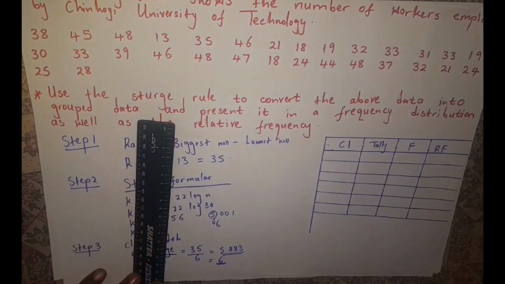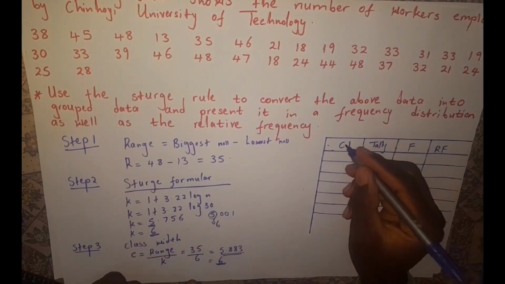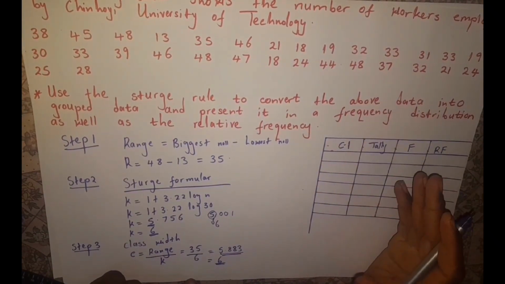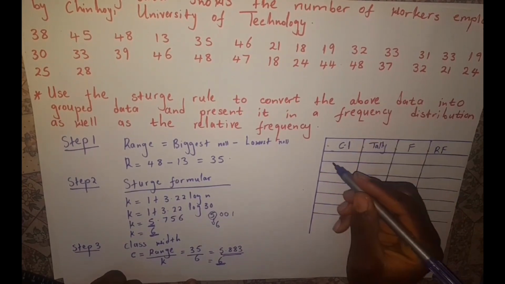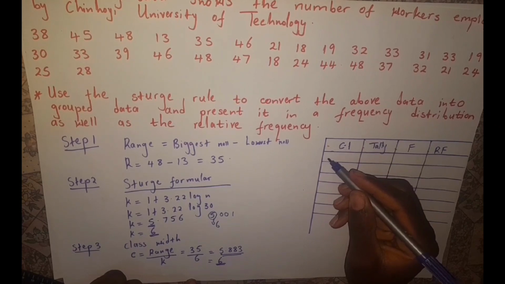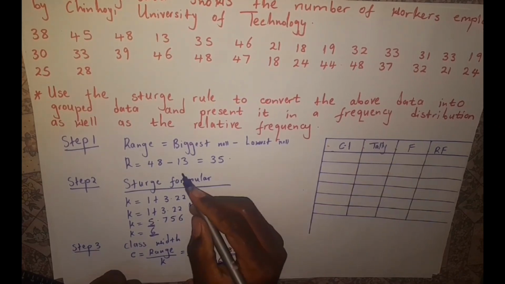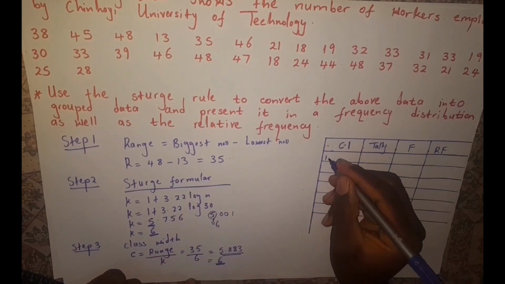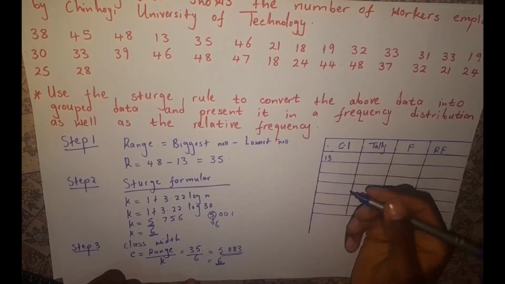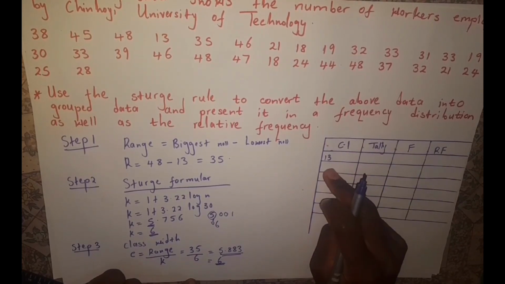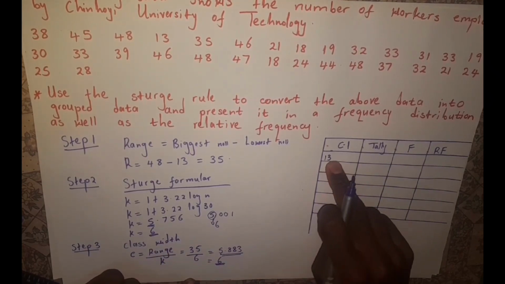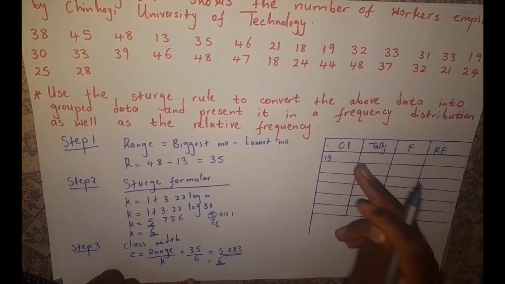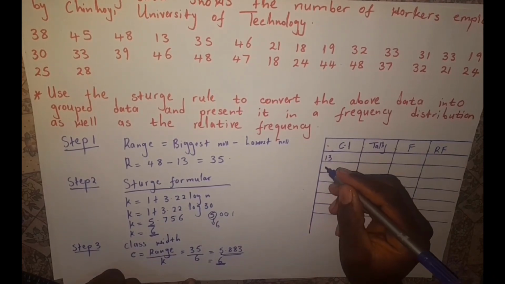Now after completing our table, we know that the class interval has 2 parts, the lower class limit part and the upper class limit part. For our first lower class limit, we are going to take the smallest number, which we have already found to be 13. So this is our first lower class limit. To find the second lower class limit in the second interval, we take the class width and add it to the first lower class limit. So if we add 13 plus 6, we get 19.